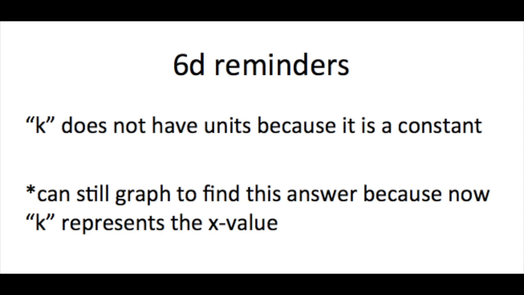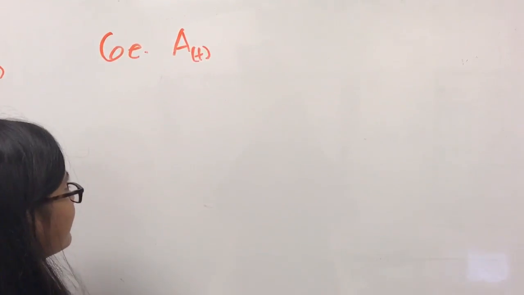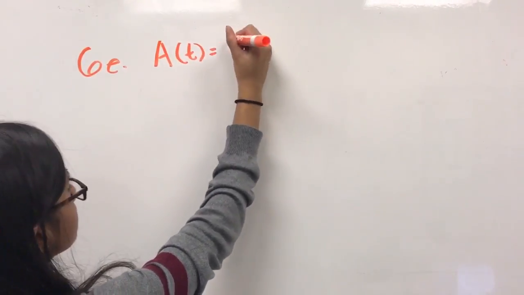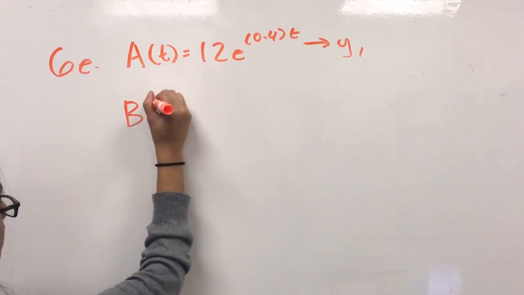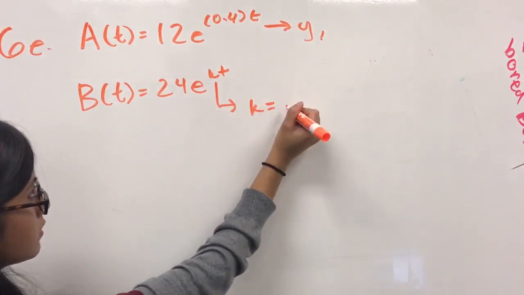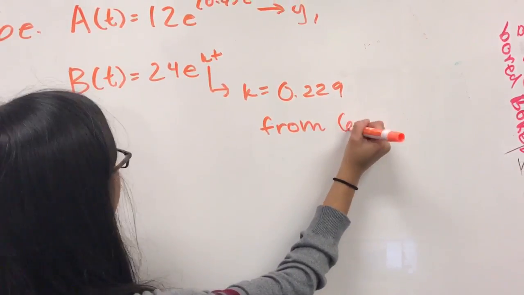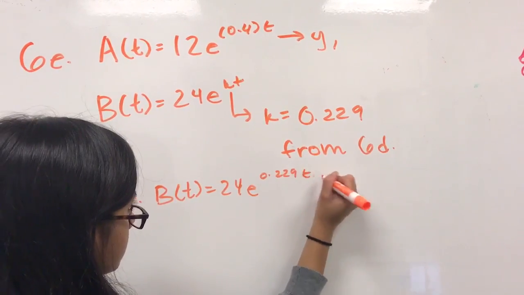Some 6d reminders are that k does not have any units because it is a constant like r, and we can still graph the two equations in 6d to find the answer because now the k value represents the x value. For 6e, we are trying to find when the number of bacteria in colony A exceeds the number of bacteria in colony B. Therefore, we can set the equations for colony A equal to colony B, where colony A is A of t equals 12e to the power 0.4t, and colony B is B of t equals 24e to the power 0.229t. We use 0.229 for k because we found that constant in 6d.